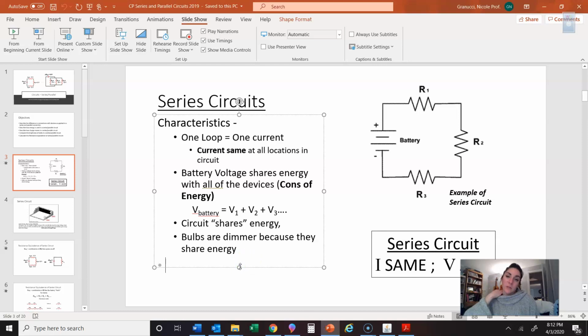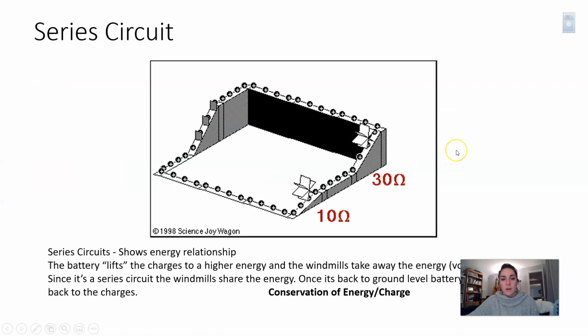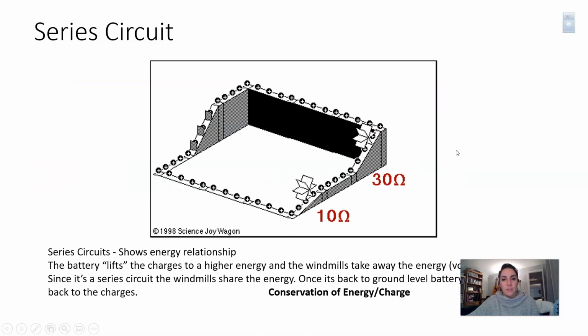So I like to say this circuit likes to share its energy. As you can see, it splits it up, and the bulbs usually become dimmer because the circuit shares its energy. So here's an animation. I like it because it shows you a three-dimensional way to think about energy. Once again, remember that the charges are being energized here. That's why it's on this escalator. It's giving potential energy.